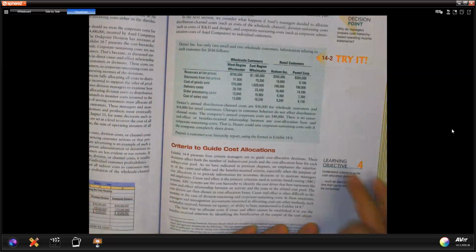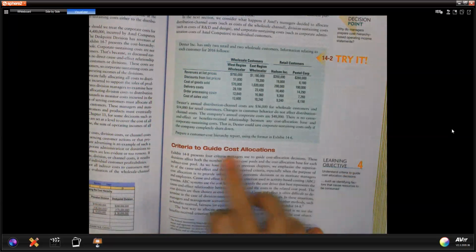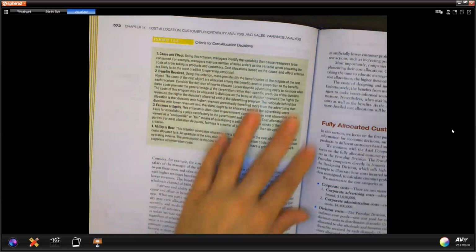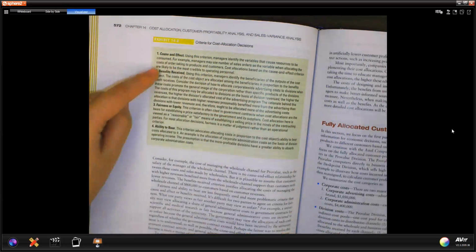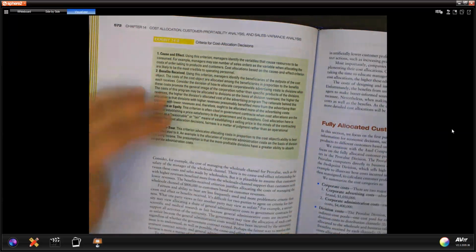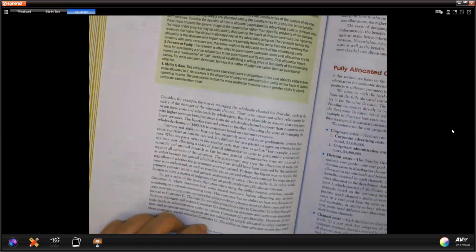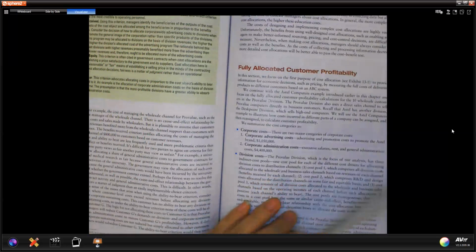Learning objective 4, talking about cost allocation. For this part, you need to know Exhibit 14-8. There are 4 criteria. Read it, and the textbook also explains in detail. Read it before the class so that you can get the right answer from your multiple choice.